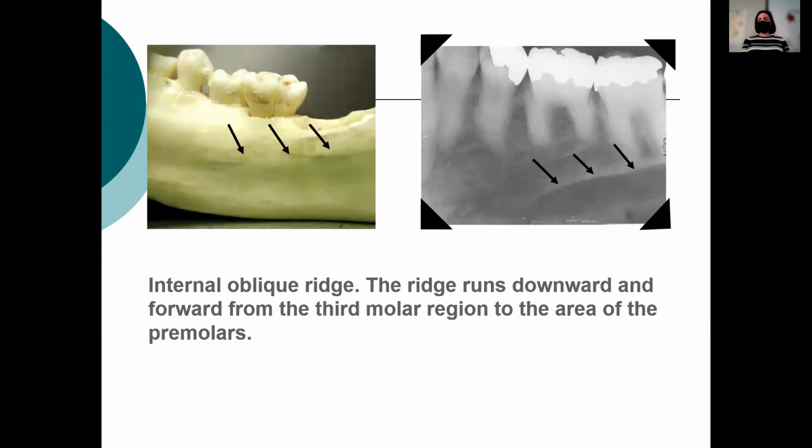So the internal oblique ridge comes down through here. It'll look a little more radiopaque, and generally it runs across the roots of the molars. If you can see it, it's usually about halfway over the roots of the molars, and it's more radiopaque. And then you see the submandibular fossa is more of a radiolucent area. It usually looks kind of like an oval area, and it's right around the roots of the molars as well.